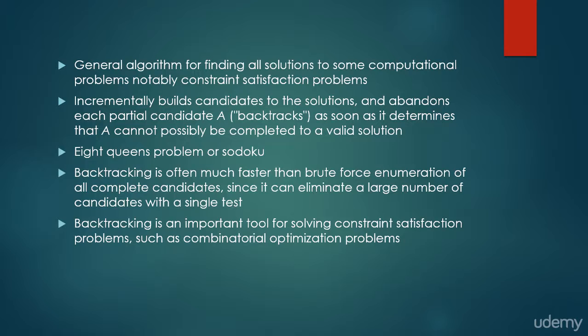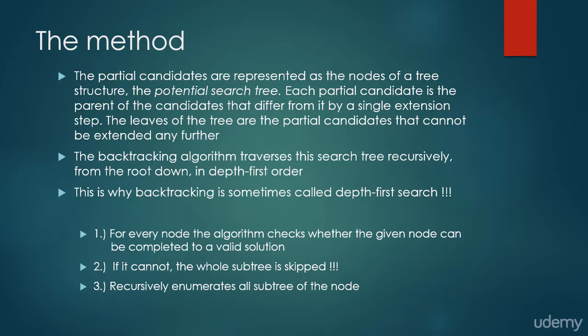Backtracking is often much faster than brute force enumeration of all complete candidates, since it can eliminate a large number of candidates with a single test. So backtracking is an important tool for solving constraint satisfaction problems such as combinatorial optimization problems. Let me tell a few words about the method itself.